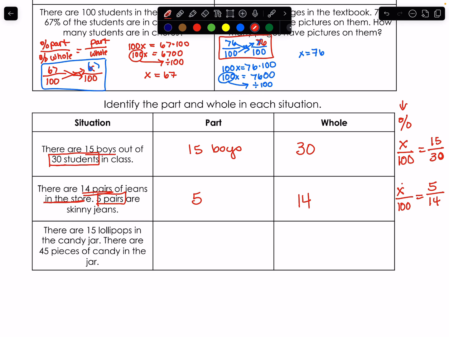Okay, there are 15 lollipops in the candy jar. There are 45 pieces of candy in the jar. So in this case, 45 is our total, but 15 are lollipops. We're going to set that up. We have the percent side is still over 100, but we do not know what percent is the lollipops. The 45 is the total number in the jar, and the 15 is the number of lollipops. And you would solve with cross multiplication. So that is the answer to the warm-up and the setting it up. We will do another one in just a minute. Make sure that you have all of this copied so that you can refer back to it.